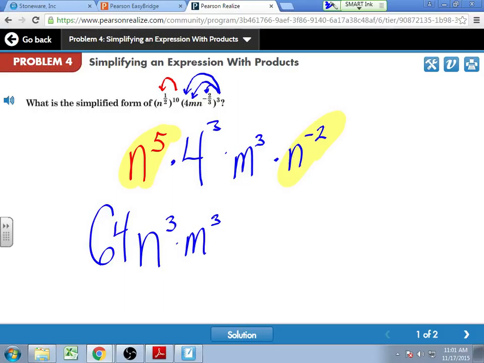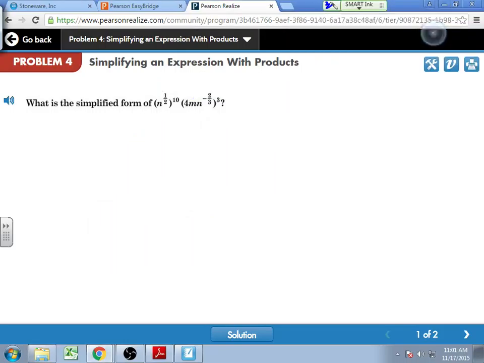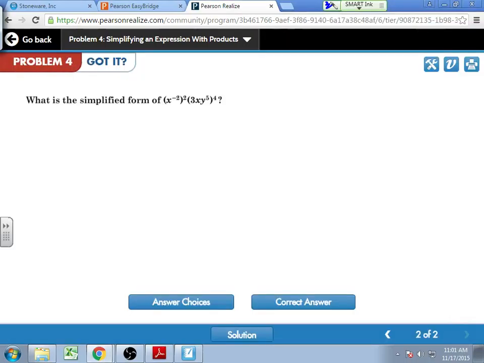Can you put the n third where the m third is and the m third where the n third is? Can you switch them around alphabetically? Well, can you switch around the order of multiplication? Yes. So multiplication is commutative. Order does not matter. We only write the 64 out front because we like the coefficients to be out front. It's not more right or anything like that. We just like it that way, less confusing. Try this one on your own.